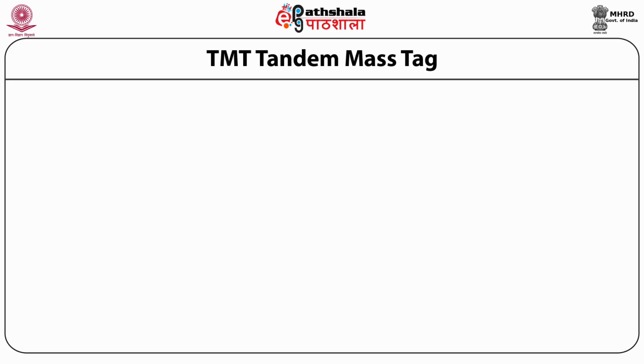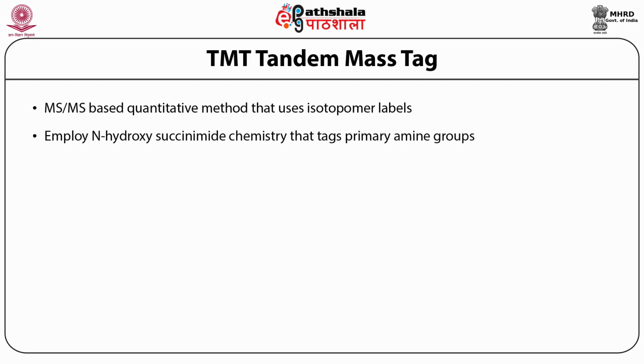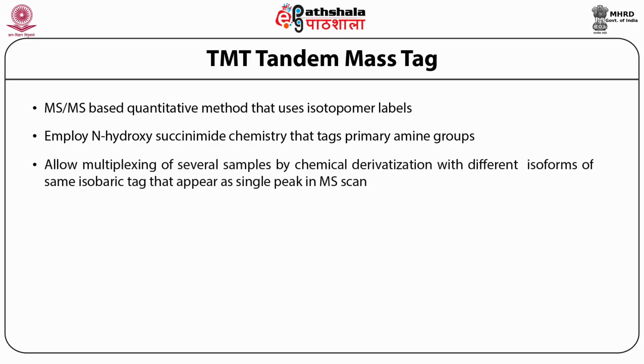TMT, or tandem mass tag. This is a MSMS based quantitative method that uses isotopomer labels. It employs N-hydroxysuccinimide chemistry that tags primary amine groups. This allows multiplexing of several samples by chemical derivatization with different isoforms of the same isobaric tag that appear as a single peak in mass spectrometric scan.